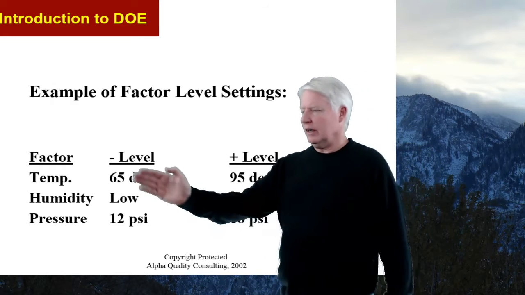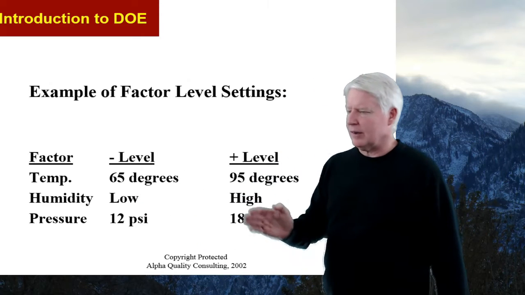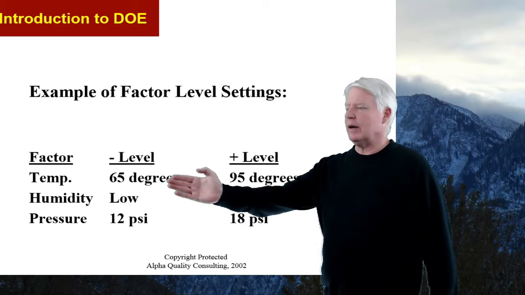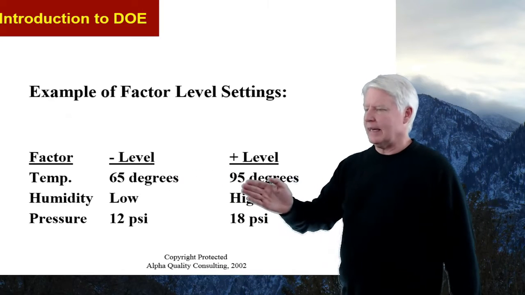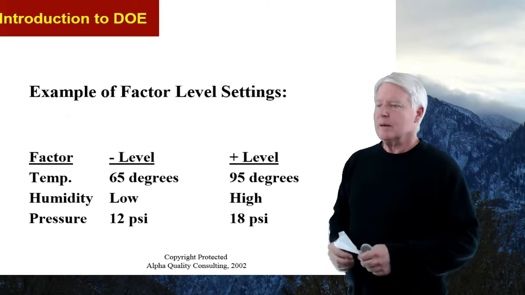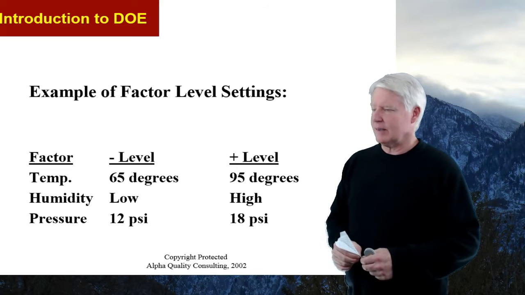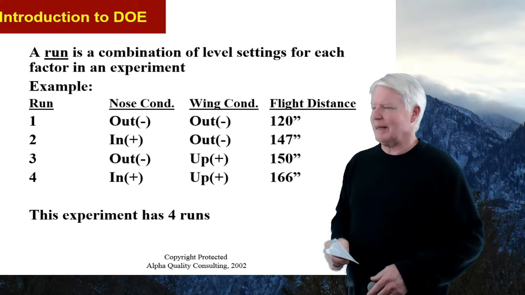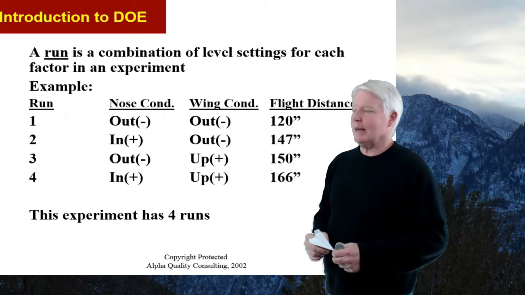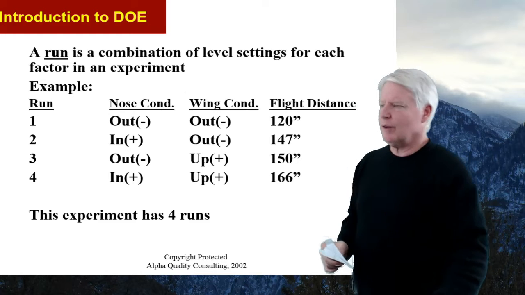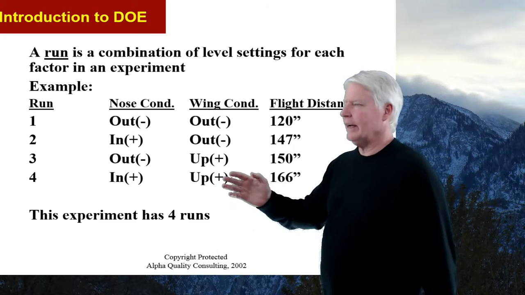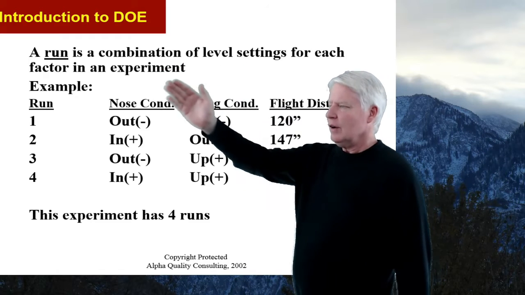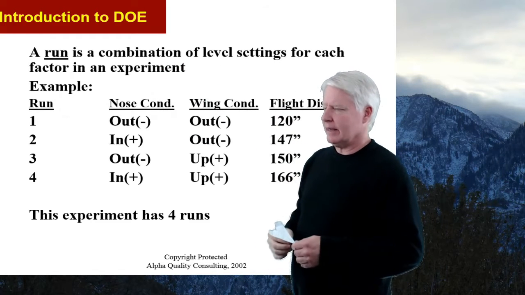Okay, pressure, negative level, 12 psi, positive level, 18 psi. So notice on this one I just went numerical. The lower number is my negative, my higher number is my positive. So you can use that logic in some cases also. Okay, and obviously this is some different experiment, but now let's do the airplane one and experiment with this for a while. Notice run number 1 here, and that's what I'm defining right here. Run is a combination of level settings for each factor in an experiment.